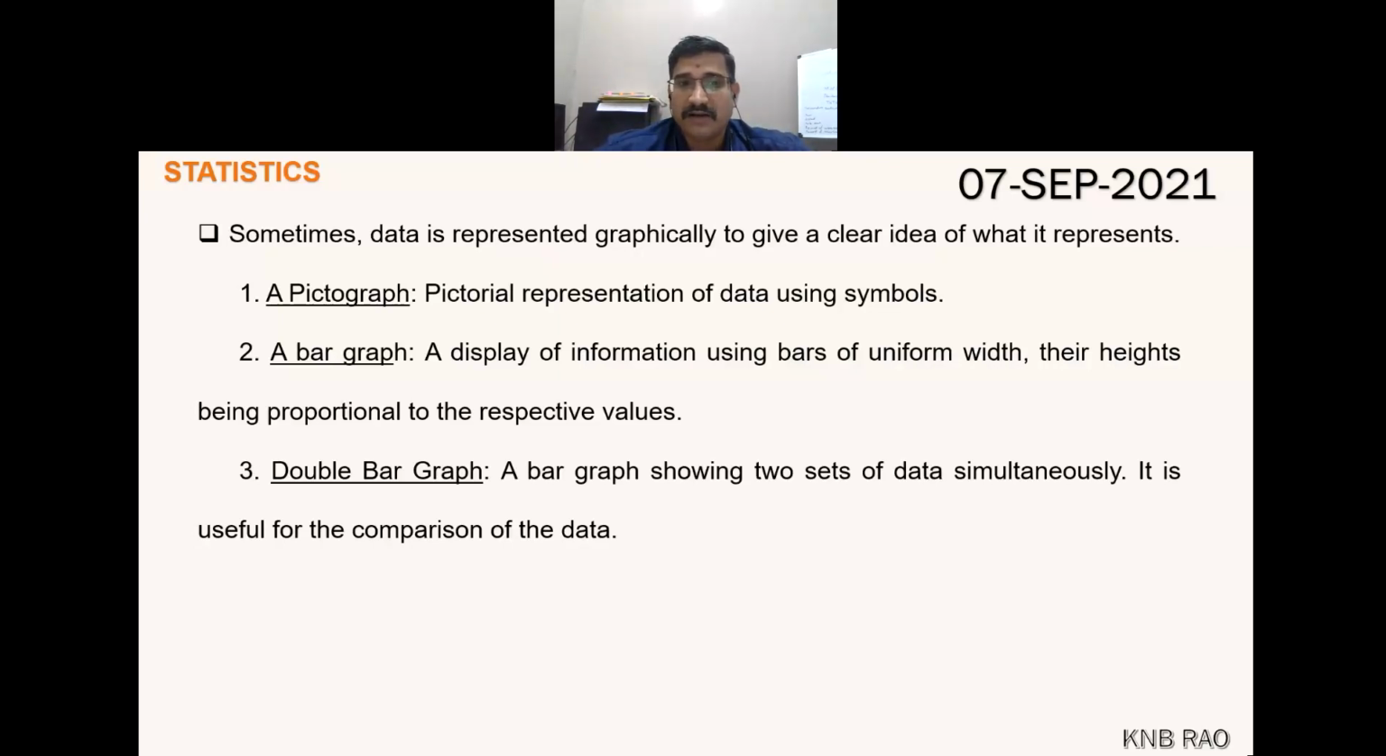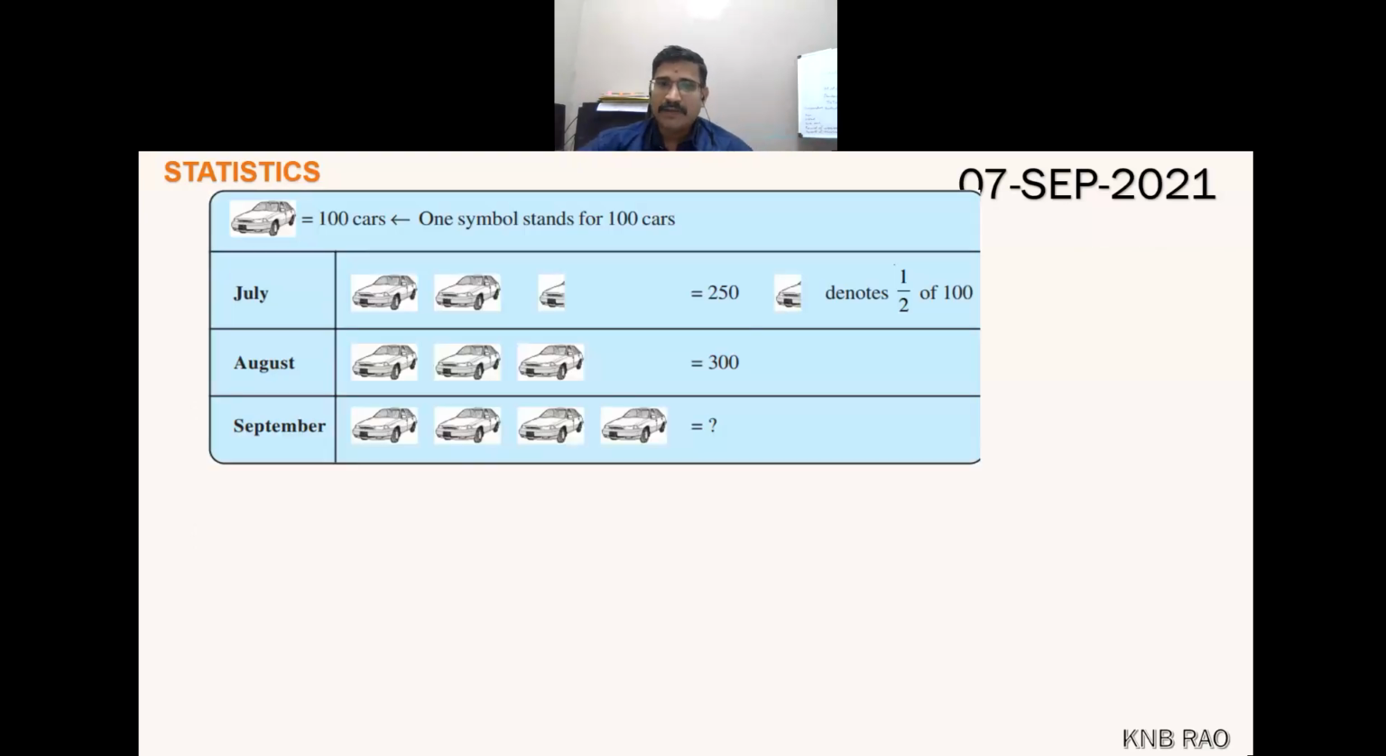Moving on to these pictographs, bar graphs, and double bar graphs that you have learned, I am taking them one by one. First one, pictograph. It is very evidently known to you.